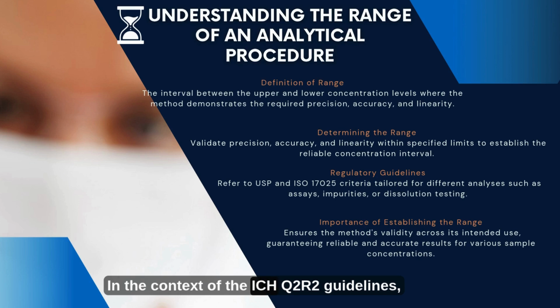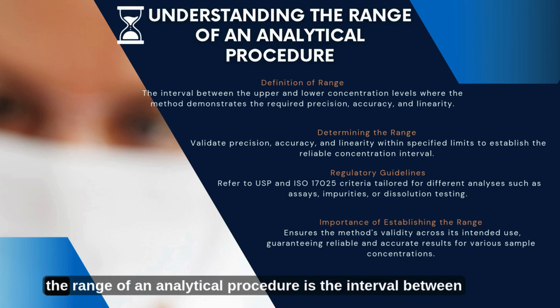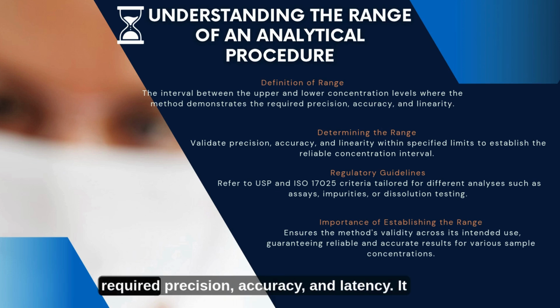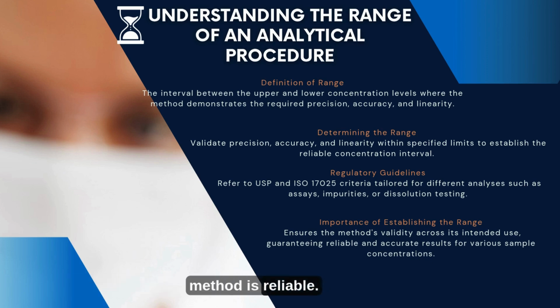Following linearity, let's discuss range. In the context of the ICH-Q2R2 guidelines, the range of an analytical procedure is the interval between the upper and lower concentration levels of the analyte, for which the analytical procedure has been demonstrated to have the required precision, accuracy, and linearity. It basically defines the concentration range where your method is reliable.